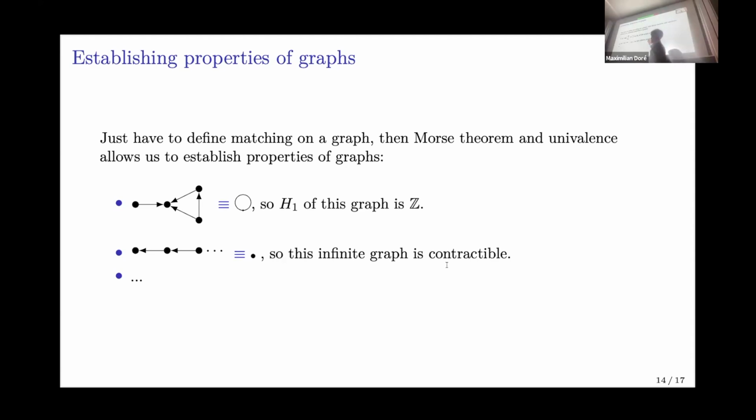We can also, for instance, reason about infinite graphs. So just this long chain graph, we can collapse into a single point. So then we can establish that this infinite graph is contractible. So with this one Morse theorem, you have a recipe to reason about graphs. You just have to establish a matching on this graph, which tells you what are the relevant bits about your graph, and then you can treat this topologically and reason about this topologically. So this is what we can do so far.